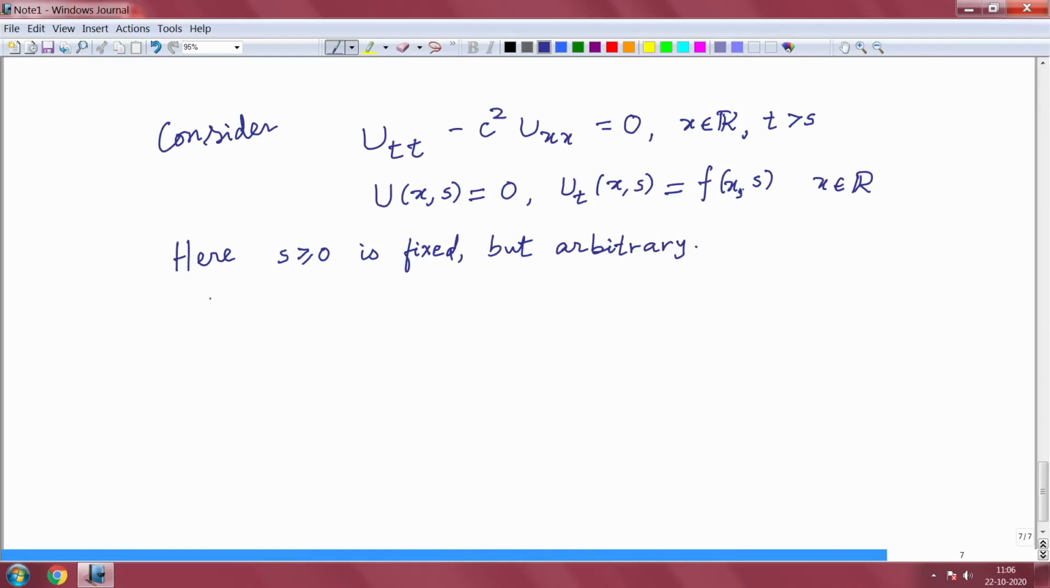By D'Alembert's formula, we have U of x, t. Just to stress the dependence on s, because it also depends on s, we write this as U(x,t;s). That is just to indicate capital U also depends on s.